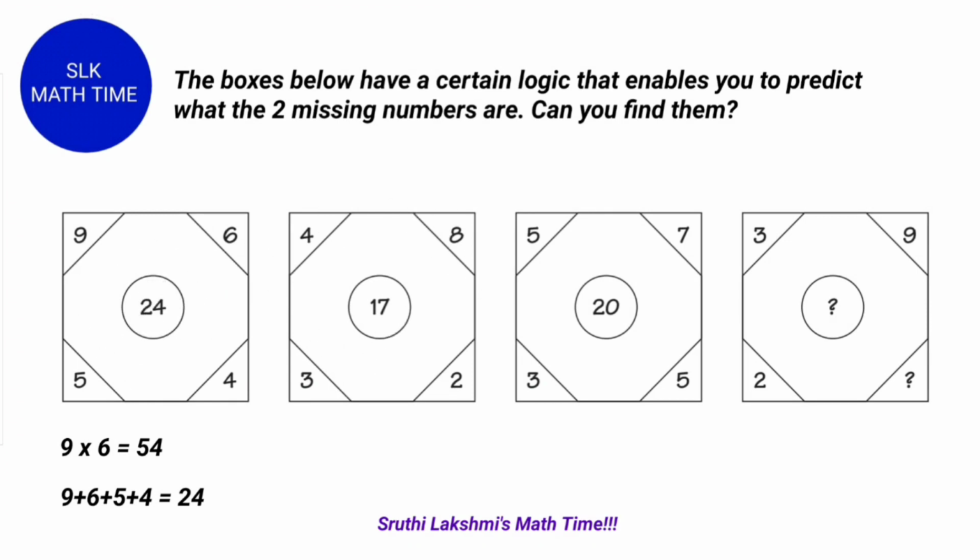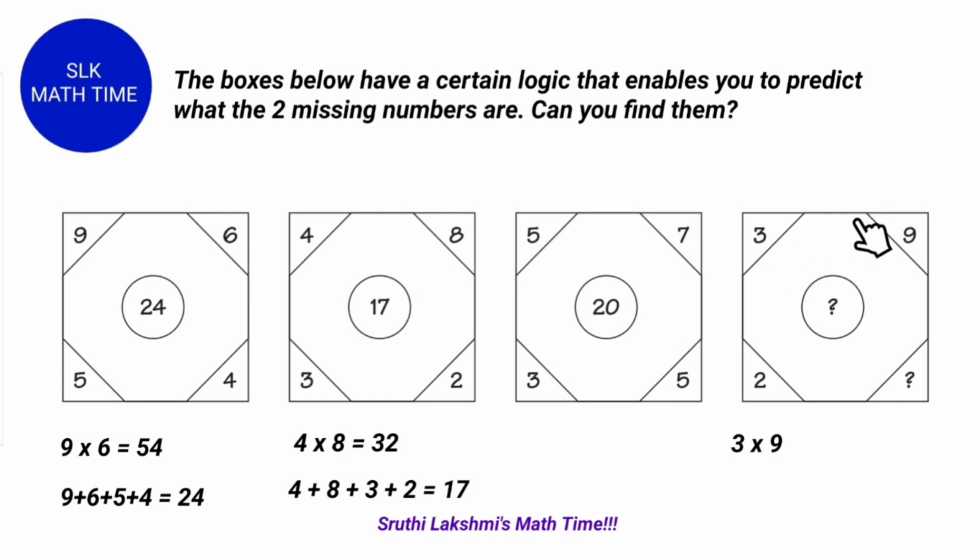Now let's see for the second one. Let's multiply 4 into 8, which is 32. Then add them together. So 4 plus 8 plus 3 plus 2 is 17, which again is the middle number. And same with the third one. Now let's find out for the fourth one.